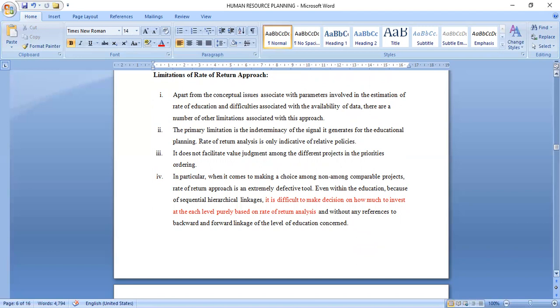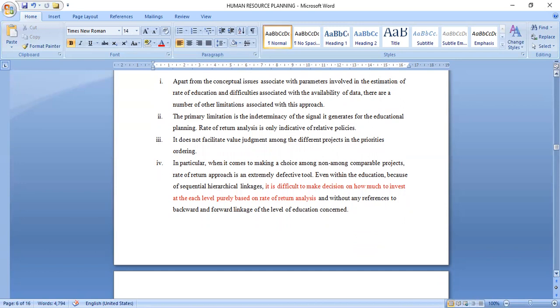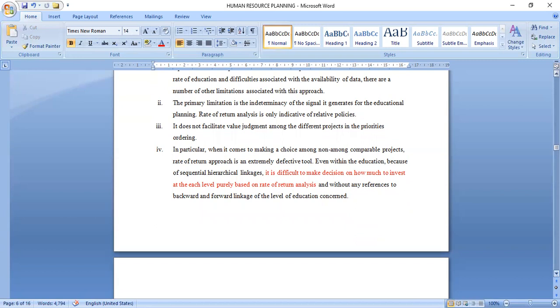And then another limitation is that these calculations of the rate of return analysis are only applicable on relative policies. In other words, they are only applicable if government is in favor of the education policies, right? And then also this rate of return approach does not provide for other projects.